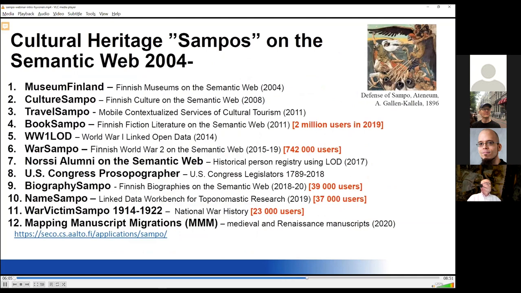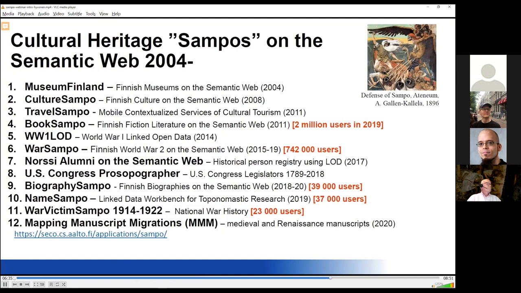War Sampo on the Second World War history, based on contents from the National Archives, Defense Forces and other organizations, has had over 740,000 users. Name Sampo, containing 2 million historical Finnish place records. Biography Sampo, with over 13,000 biographies of the Finnish Literature Society. And War Victim Sampo, on Finnish Civil War data, have had tens of thousands of users each.